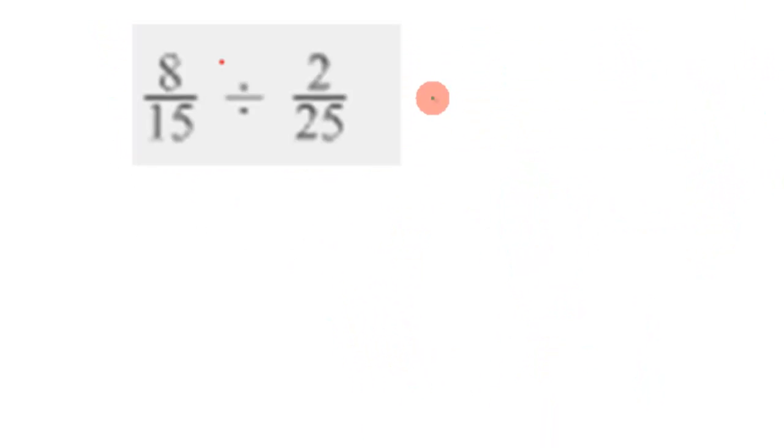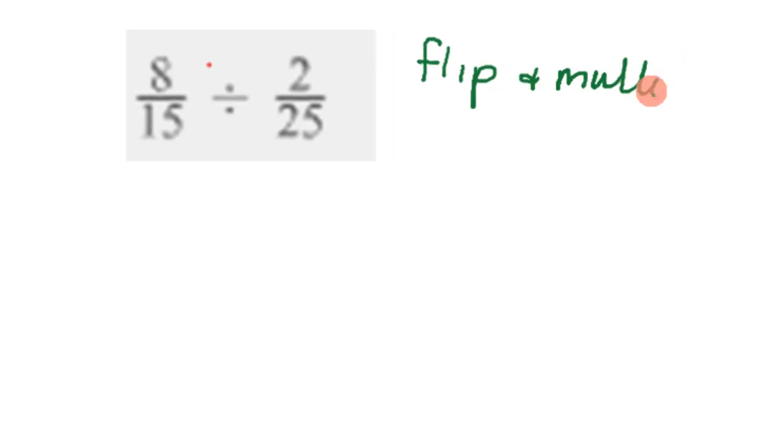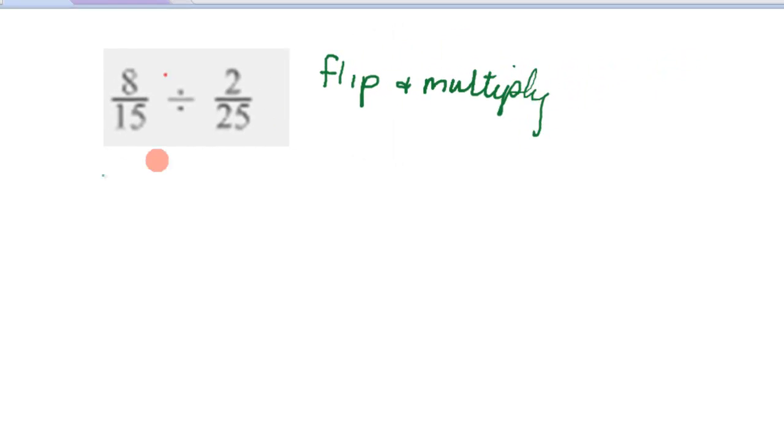Here's our next problem. Again, we're going to flip and multiply. First fraction stays the way it is. Make this a multiplication and flip the second fraction. Now you're going to look for common factors with a numerator and a denominator, and the 2 and the 8 are both even. So we're going to divide by 2. 2 divided by 2 is 1. 8 divided by 2 is 4.